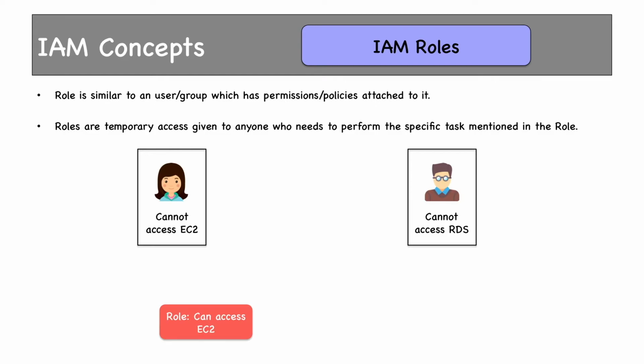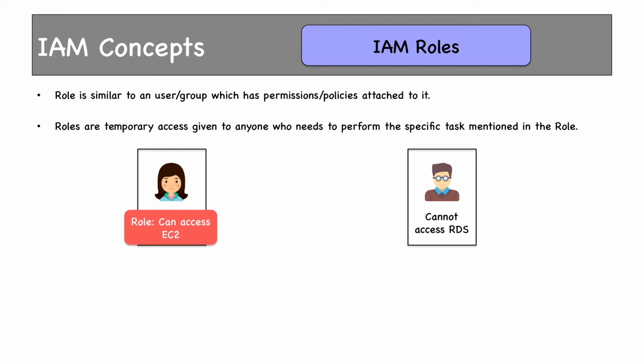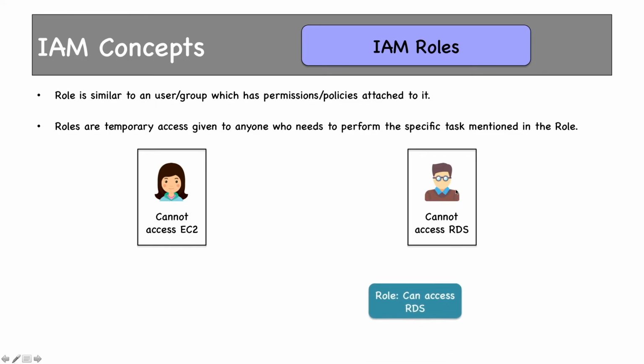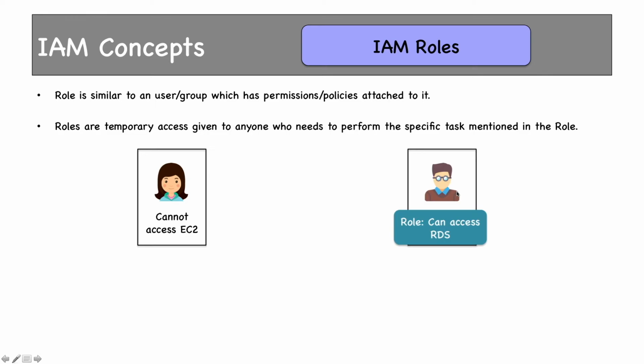You can create a role which has permission attached to perform actions on EC2 instances. Then this user can assume this role, and now she can perform all actions on EC2 instances mentioned in the role temporarily. There's one more role which has access to perform some actions on the RDS instances. When this role is assumed by this user, he can temporarily perform all those actions attached to this role on RDS instances.